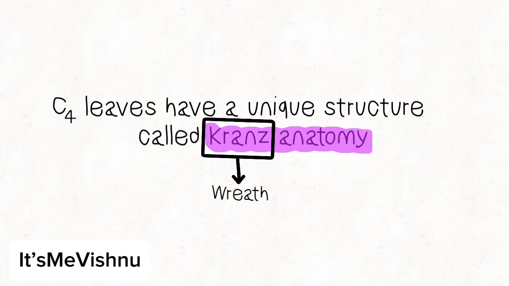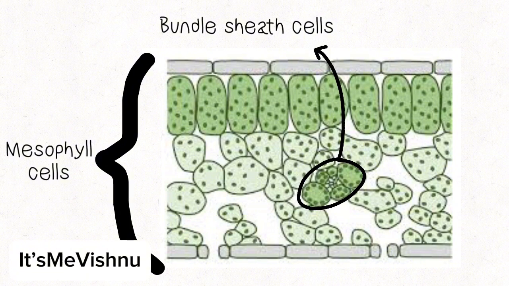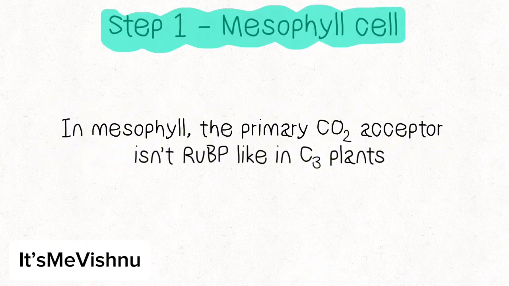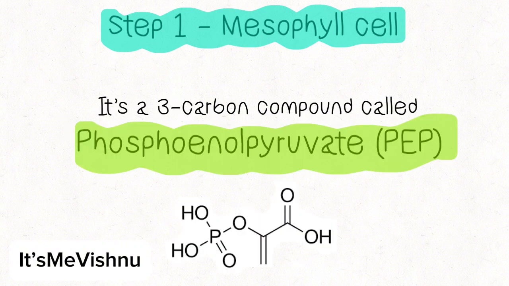C4 leaves have a unique structure called Kranz anatomy. Kranz means wreath. Here the outer mesophyll cells surround tightly packed bundle sheath cells. Both cell types work together in 2 steps to fix carbon efficiently. Step 1. Mesophyll cells. In the mesophyll, the primary carbon dioxide acceptor isn't RuBP like in C3 plants. Instead, it's a 3-carbon compound called phosphoenol pyruvate or PEP.